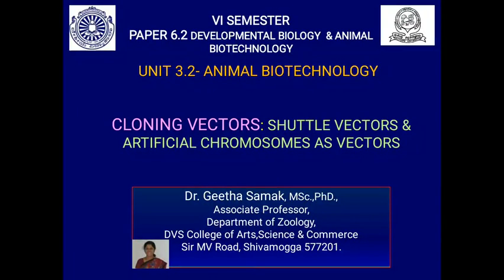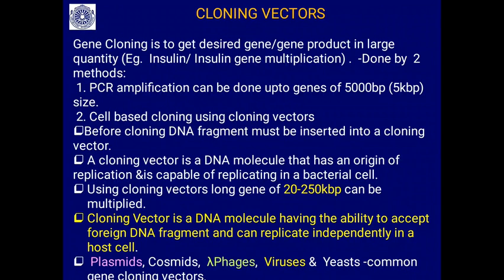Dear students, today I am going to discuss shuttle vectors and artificial chromosome as cloning vectors. You know already what cloning vectors are. They are used in gene cloning. Gene cloning is to get the desired gene or gene product in large quantities, for example, insulin or insulin gene multiplication.